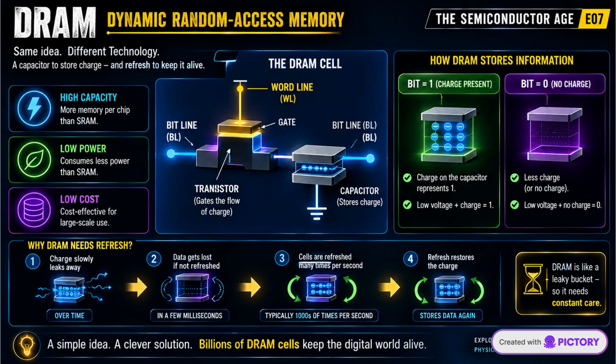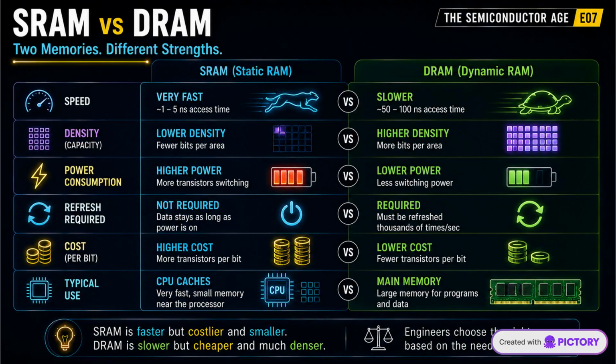DRAM takes a different approach. Each cell uses a transistor and a tiny capacitor to store electrical charge. A charged capacitor can represent one state, while a discharged capacitor represents another. DRAM offers high density at relatively low cost, making it the main working memory in computers and many other digital systems.